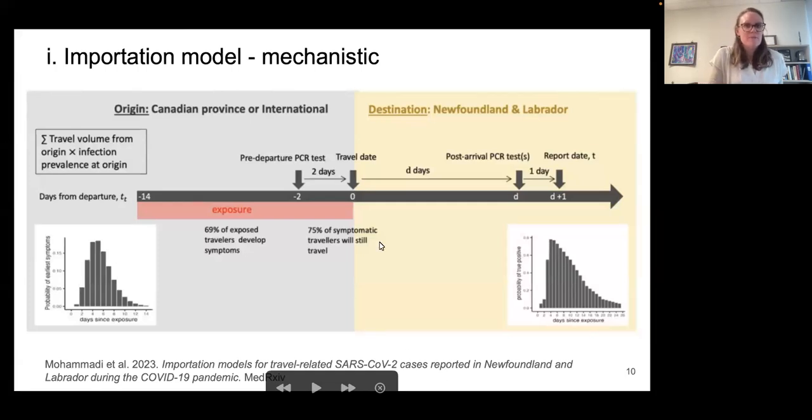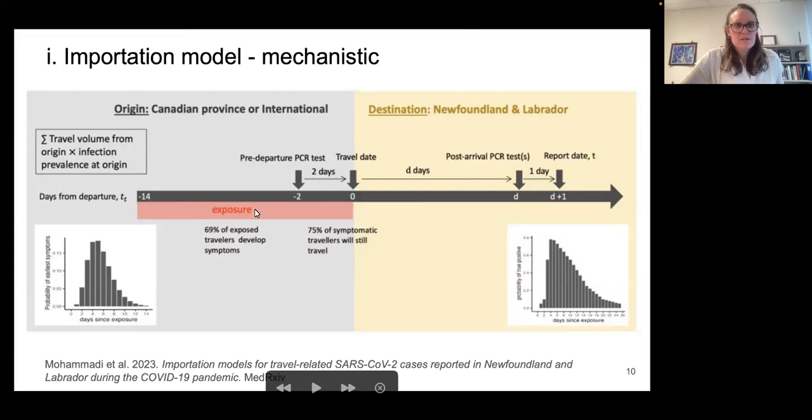So individuals are going to arrive in Newfoundland and Labrador, and their place of origin is either going to be a Canadian province or international. And we make the distinction at that level because that's how the cases get reported, from Canada or from international. So the model considers the probability of when you first have symptoms. That's parameterized from a source in the literature. We assume that 69% of exposed travelers develop symptoms. 75% of symptomatic travelers will still travel anyway.